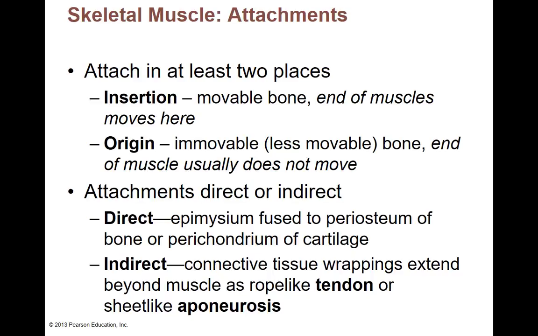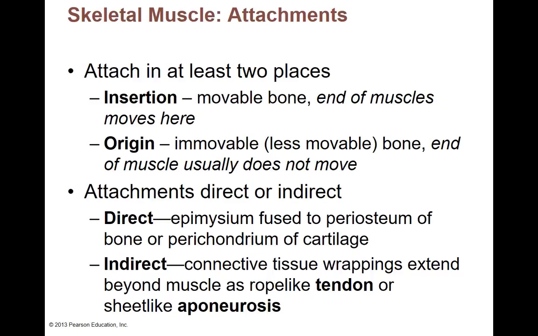Now, muscle can be attached directly to the bone. So it's either a direct attachment or indirect. The epimysium, this outside covering, will be attached directly to the bone, to the periosteum. If you're like, oh, these terms are all coming back. The periosteum, it's that outside membrane that covers the outside of bone. So that means muscle attached directly to bone, or it could be attached directly to cartilage. But that's a direct attachment. The muscle is attached directly to bone.